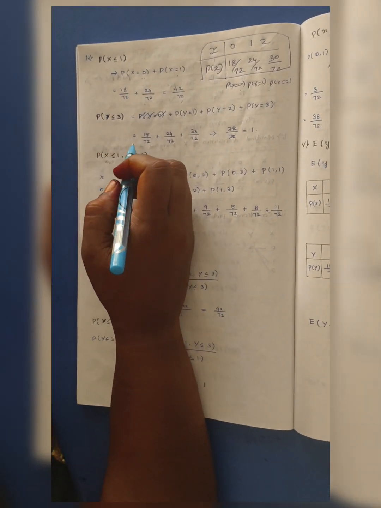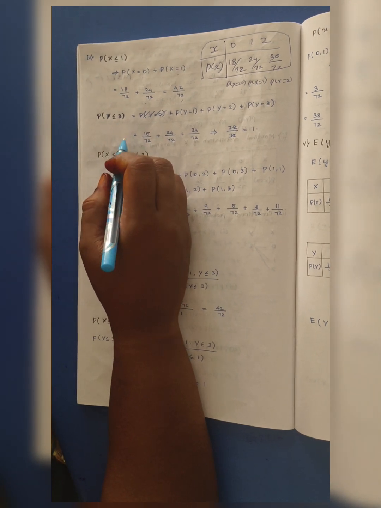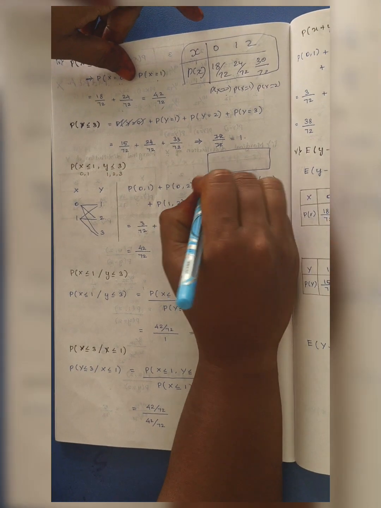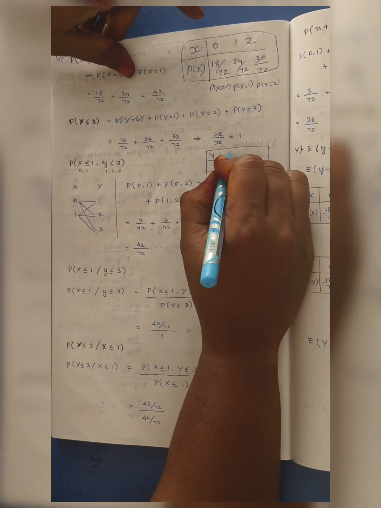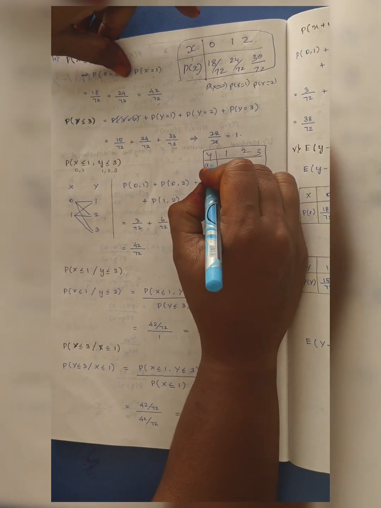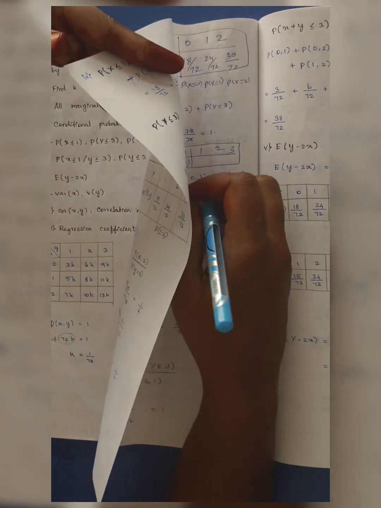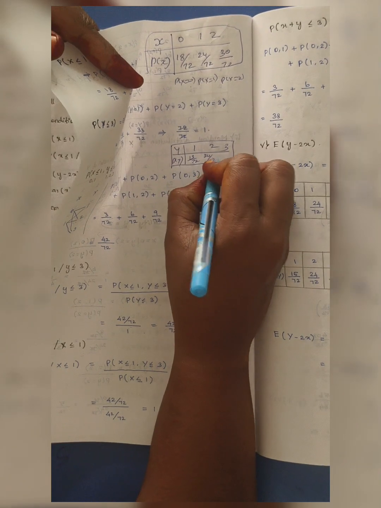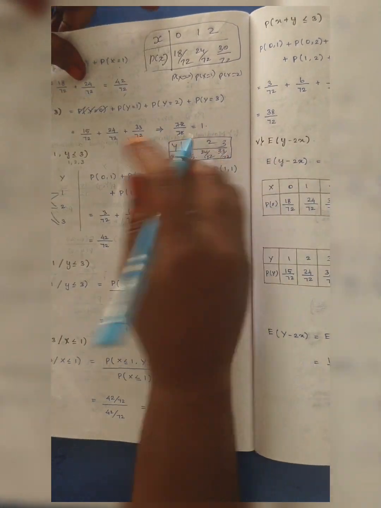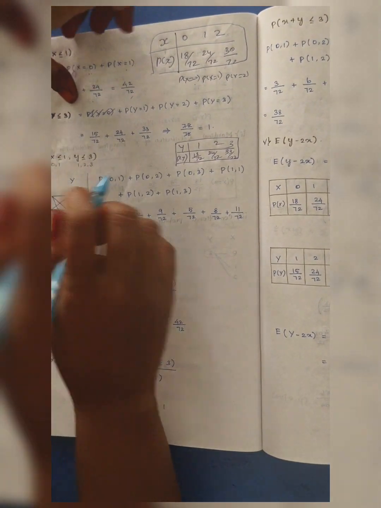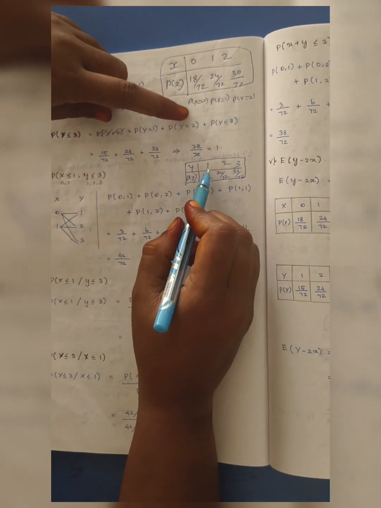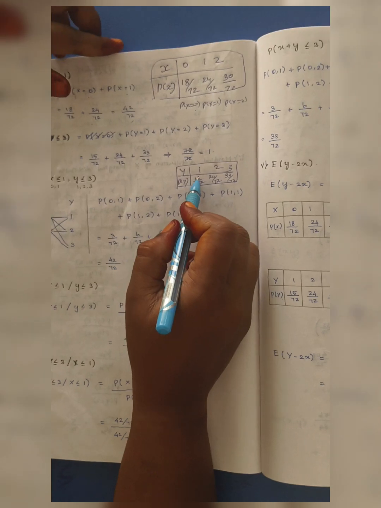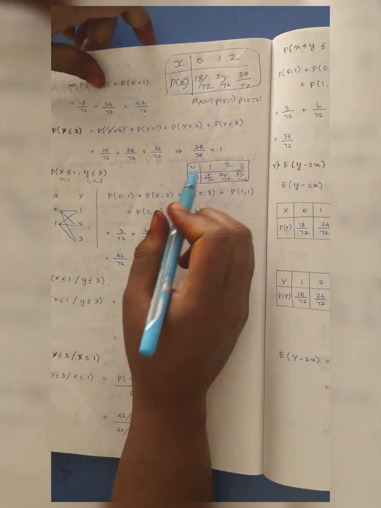Next one is y less than or equal to 3. So y less than or equal to 3 means you have to recollect the y table. The y table is 1, 2, 3 and P of y is 15 by 72, 24 by 72, 33 by 72. So y less than or equal to 3 means 1, 2, 3, the corresponding values. All the values you can add. And the answer is 1.